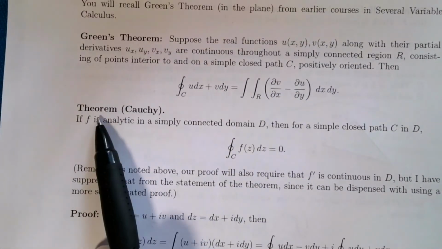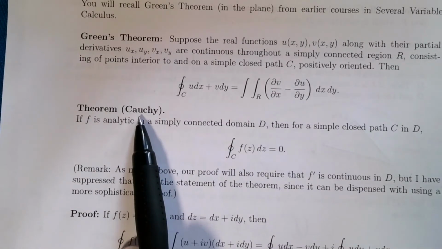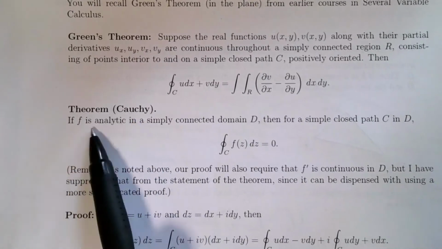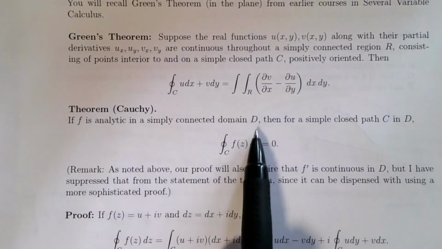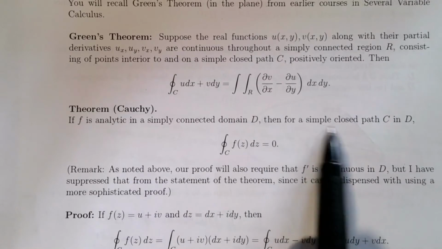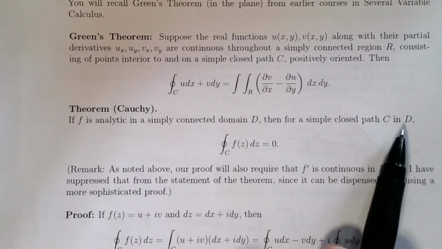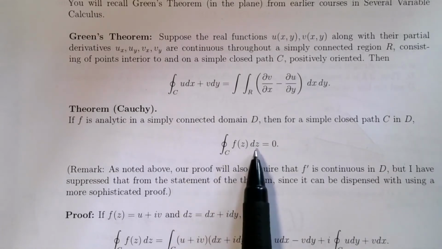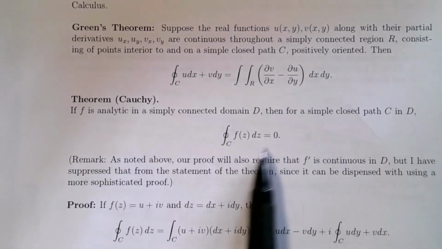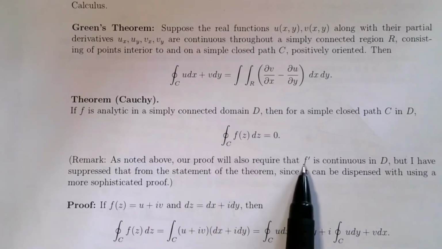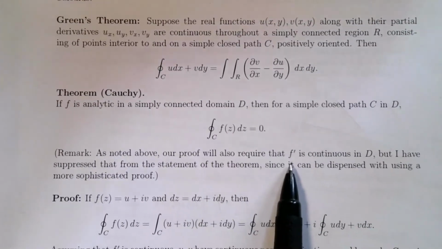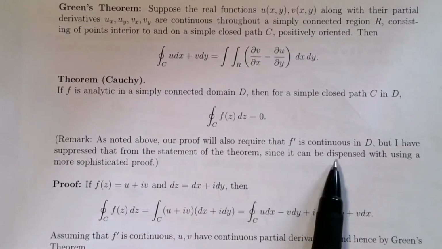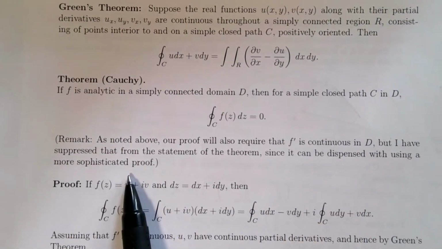So Cauchy's theorem, well, I'm really stating the Cauchy-Goursat theorem. If f is analytic in a simply connected domain, then if you've got a simple closed path C in this domain, then the integral of f around C dz is 0. As I noted above, our proof will also require f dash to be continuous, but I've suppressed that from the statement of the theorem, since it can be dispensed with by using a more sophisticated proof.